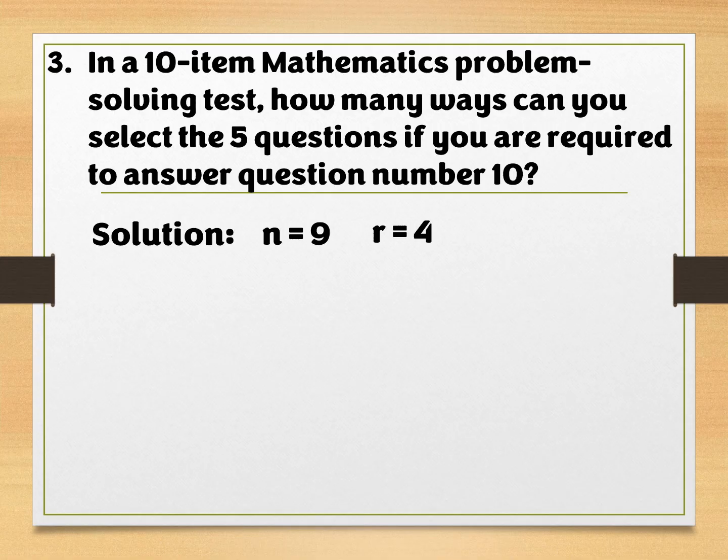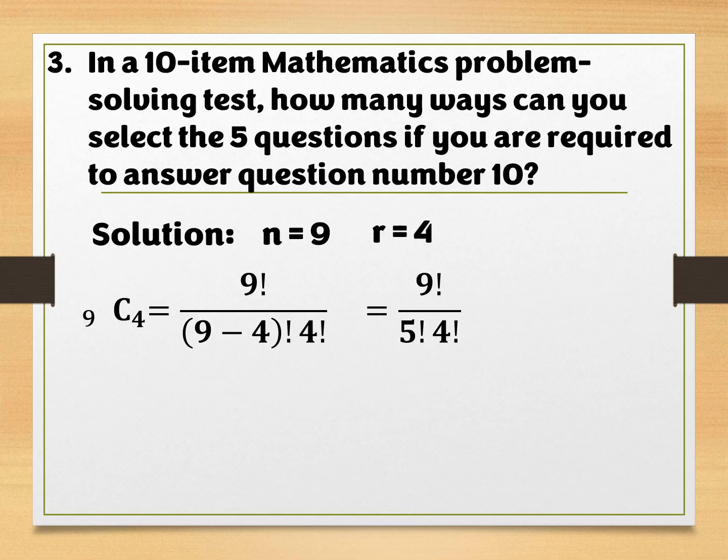So we will substitute now the value of n and r in the formula. So we have the combination of 9 objects taken 4 at a time is equal to n factorial all over the quantity of 9 minus 4 factorial times 4 factorial. And then simplify the denominator. 9 minus 4 is equal to 5. So we have now 9 factorial all over 5 factorial times 4 factorial.